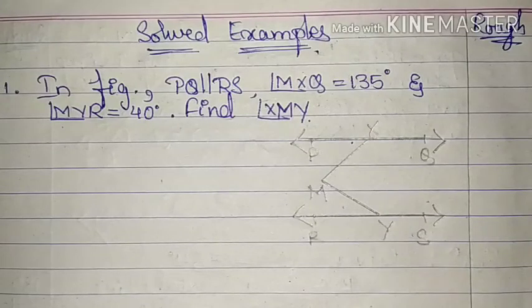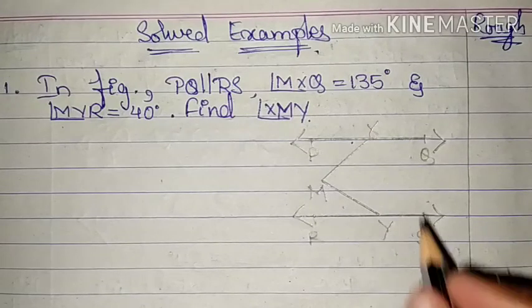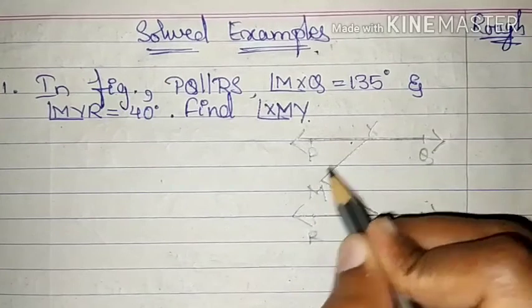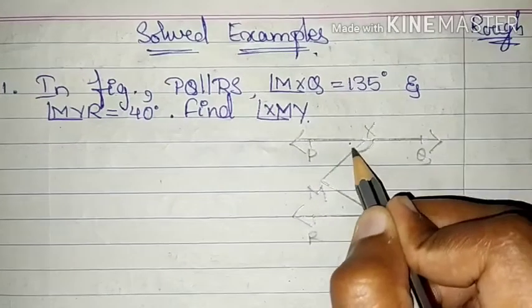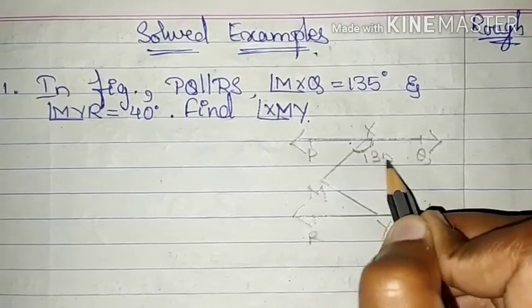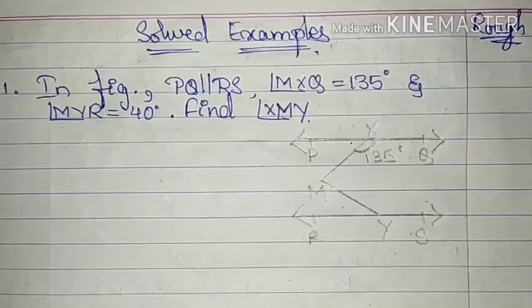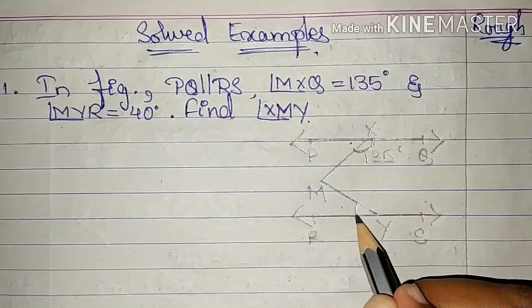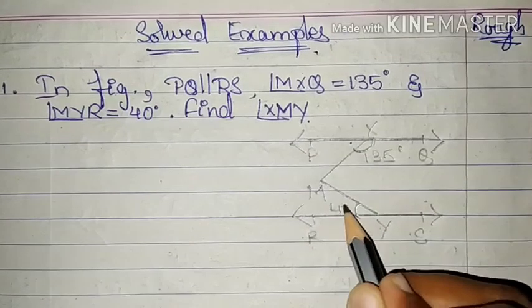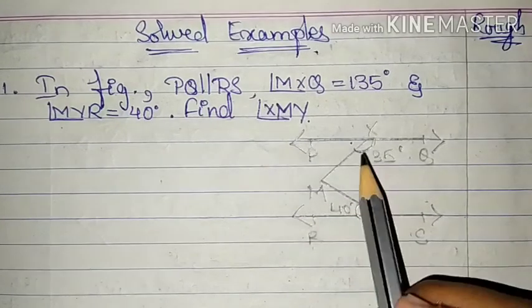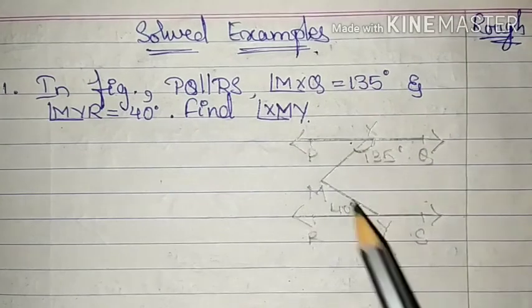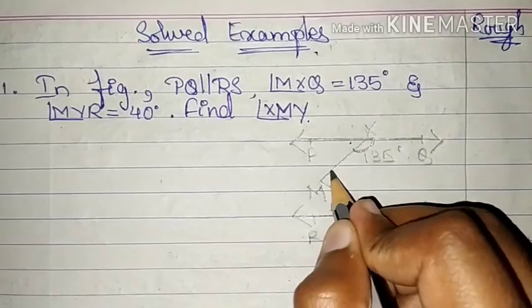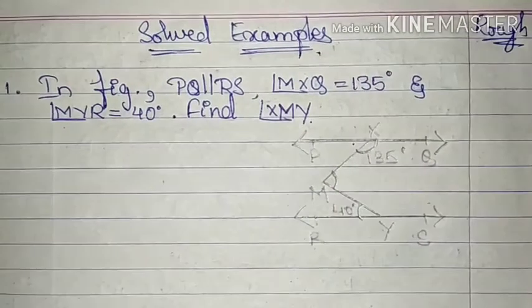Also they have informed us that angle MXQ, where is the angle? MXQ. So this angle is equal to 135 degrees. Similarly, angle MYR, that is this angle MYR, is equal to 40 degrees. We have to find angle XMY. We are supposed to find the value of this angle.